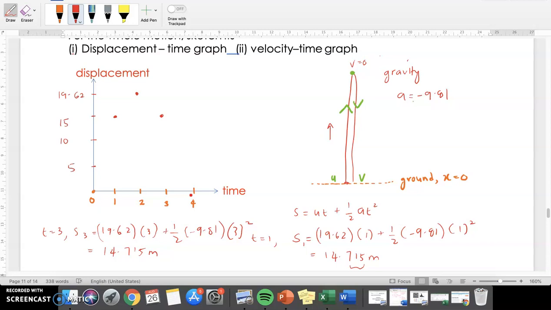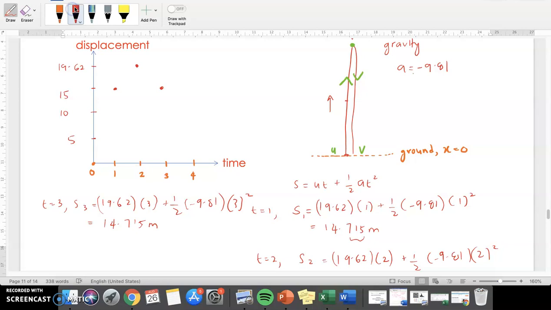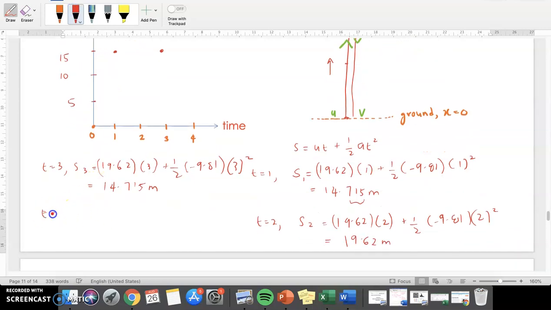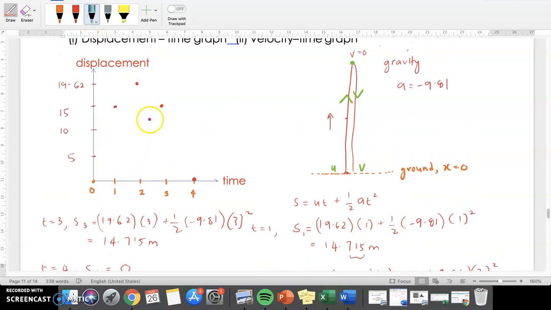Can anyone guess what happened at time 4? So let's calculate that just to be sure. So at time 4, my magic skills told me that S4 is indeed 0. Shocking, right? So at time equals to 4 seconds, the bullet reaches the ground back again. So that was the end of the life of the bullet. Pretty sad, but it's okay.